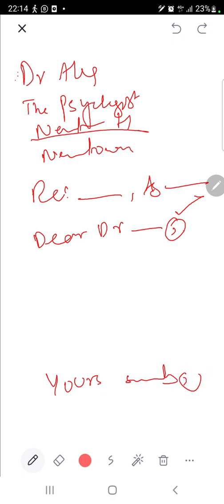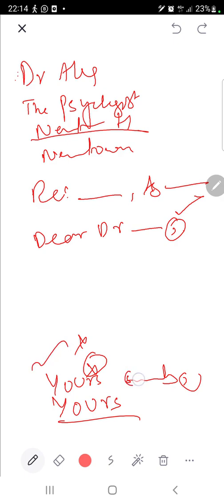And in case we did not put a comma at Dear Doctor, and we have not put a comma at Yours, there is no need to put an apostrophe s. There is no apostrophe over here. It should be written like that, Yours, with Y capital and s in lowercase. Right? Okay, thank you, sir.